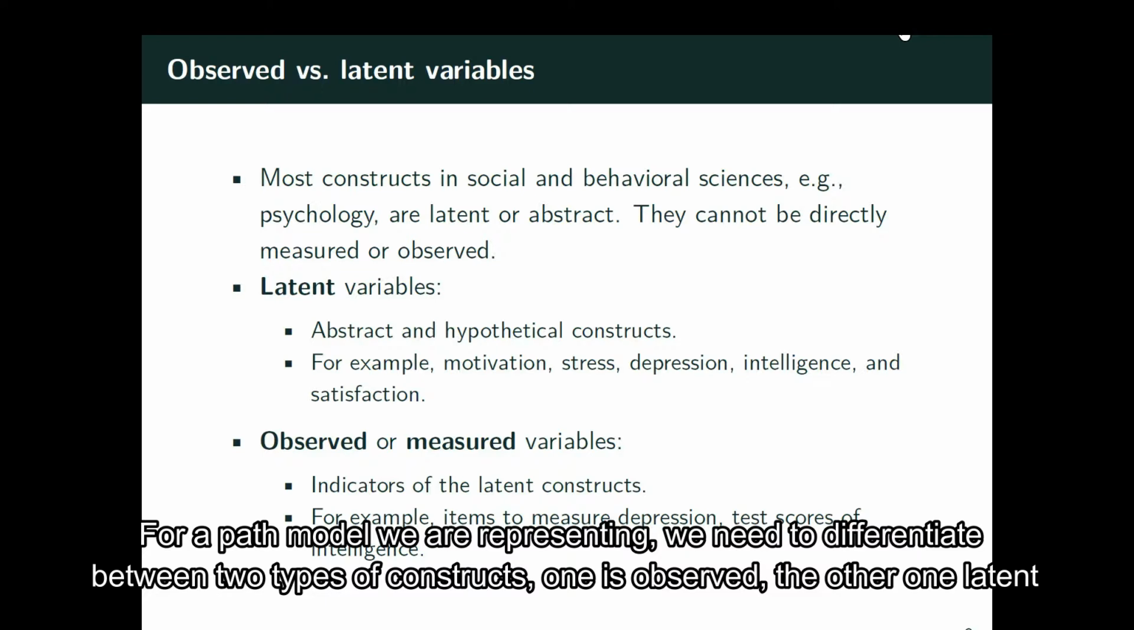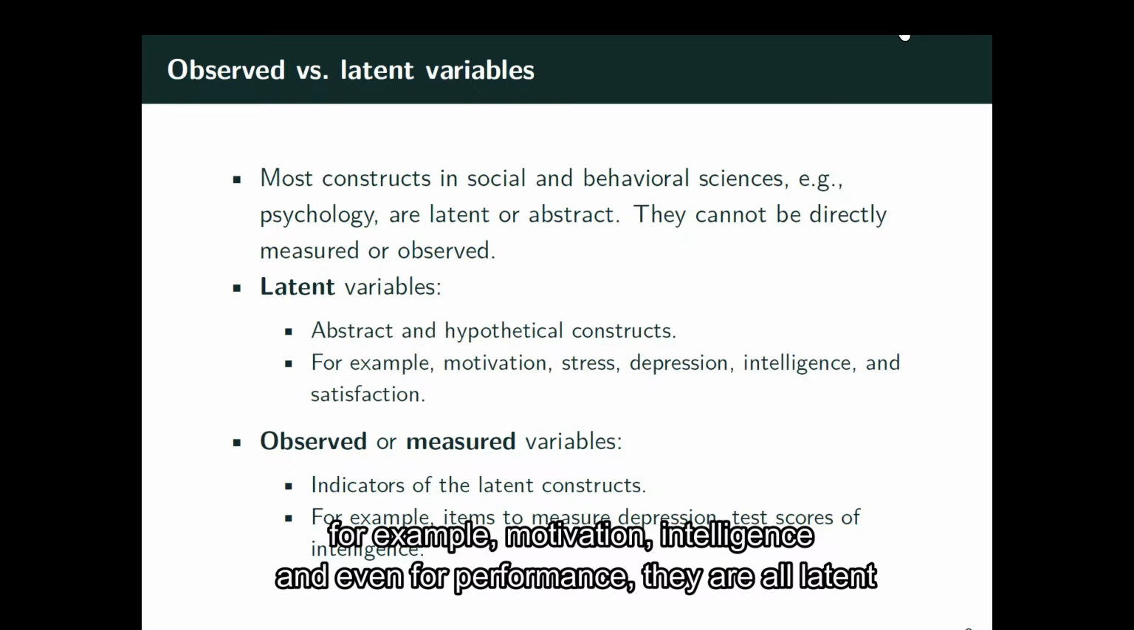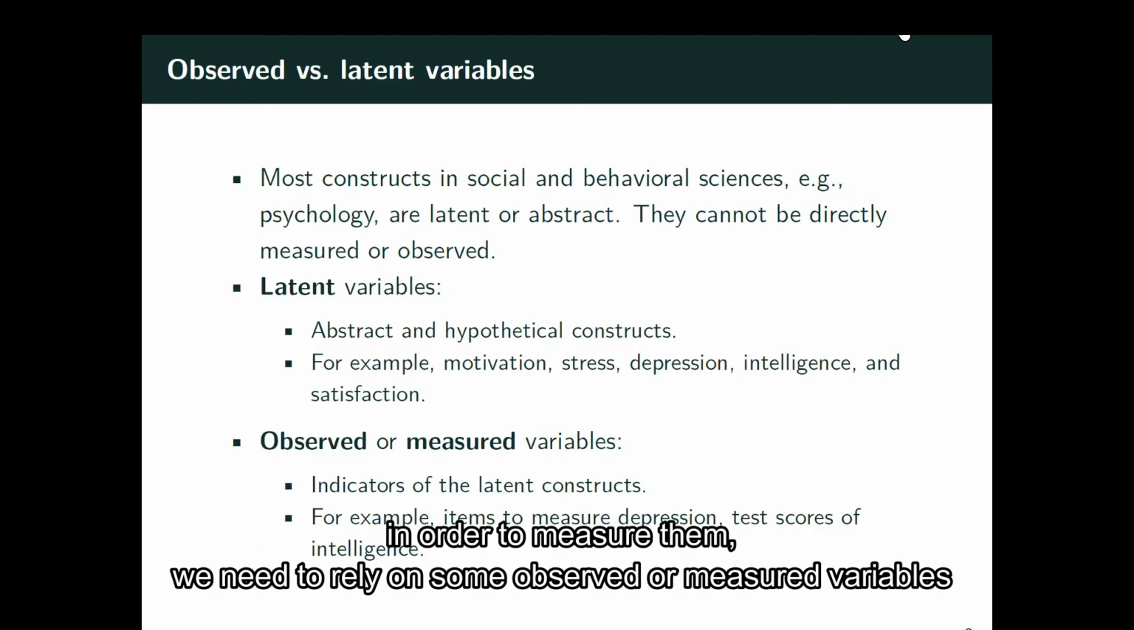For path models, we need to differentiate between two types of constructs. One is observed, the other is latent. If you are in psychology, probably it's not new to you because almost all psychological constructs are latent. For example, motivation, intelligence, even performance, they are all latent. Latent variables cannot be measured and observed directly. In order to measure them, we need to rely on some observed or measured variables.